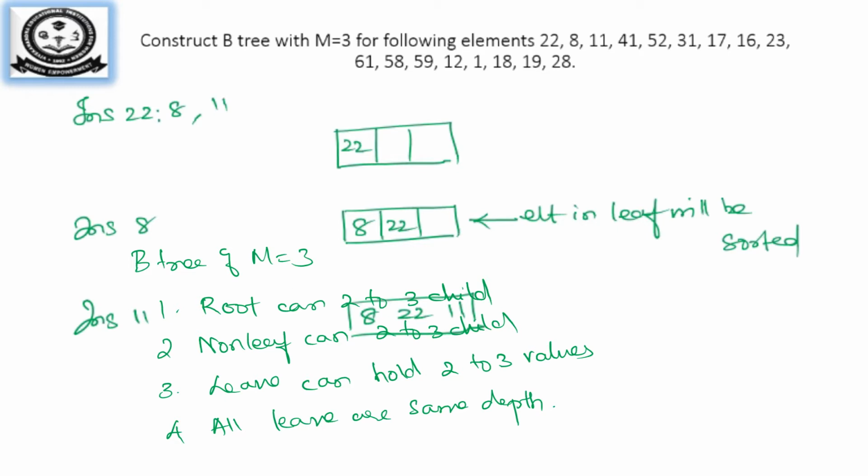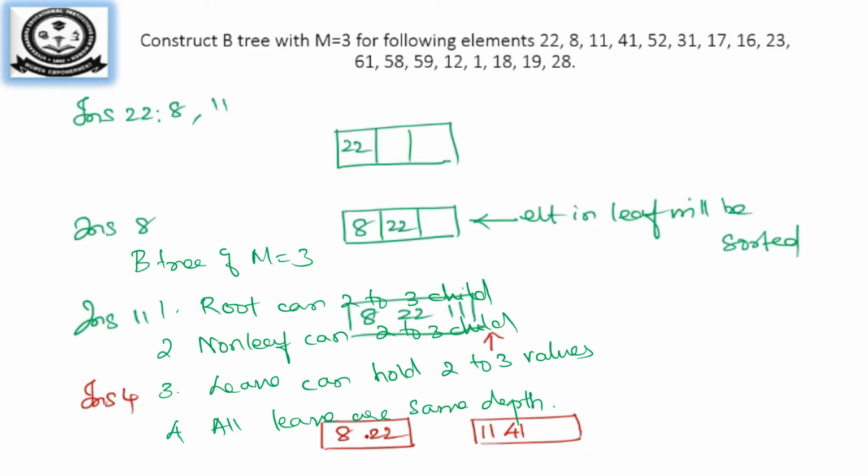Now the next element to be inserted is 41. For insert 41, you can see 41 will be inserted over here. I don't have space, so what happens is this node will be split into two nodes. One will be 8 and 22, the other one will be 11 and 41. So 41 alone will be here.